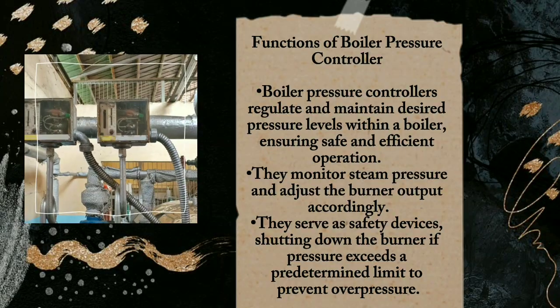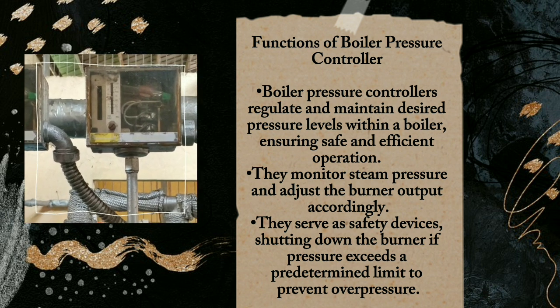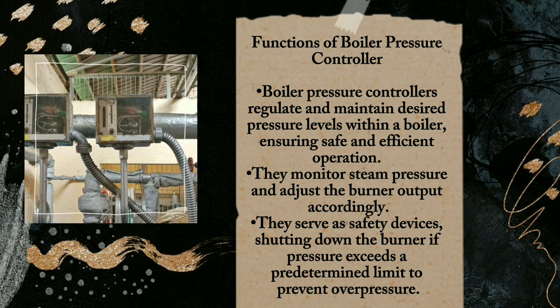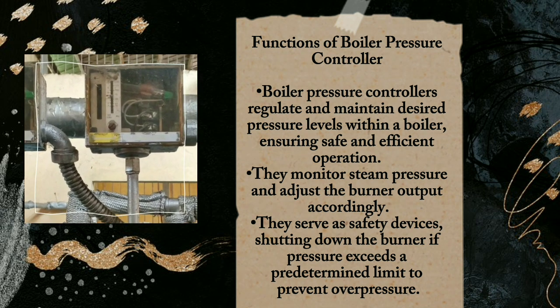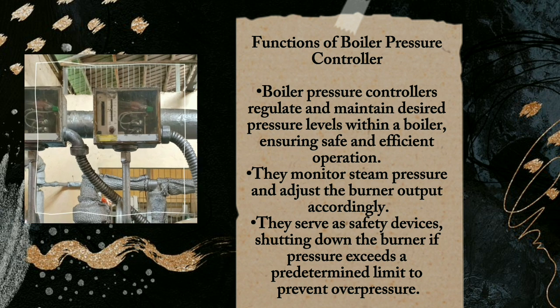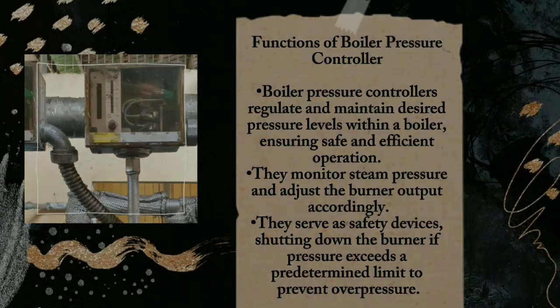Boiler pressure controllers regulate and maintain the desired pressure level within a boiler, ensuring safe and efficient operation. They monitor steam pressure and adjust the burner output accordingly. They serve as a safety device, shutting down the burner if the pressure exceeds the predetermined limit to prevent overpressure.